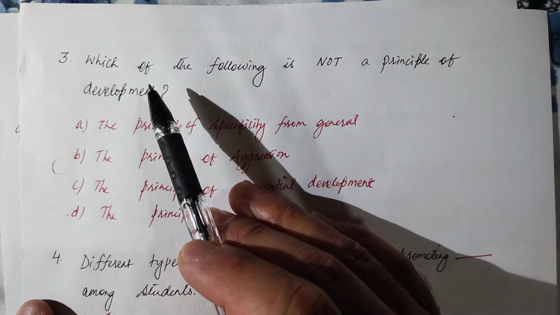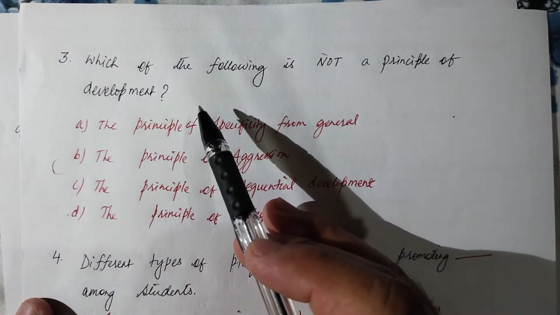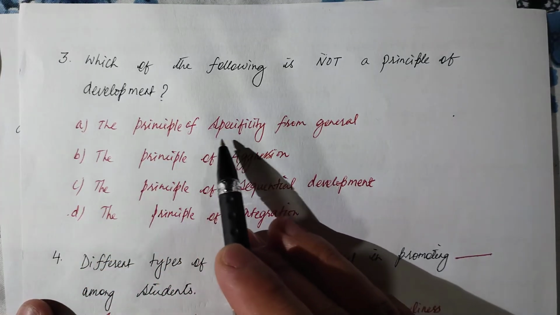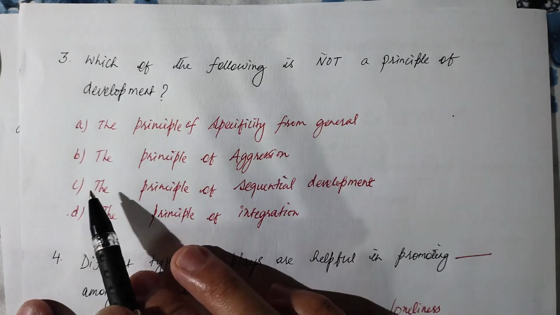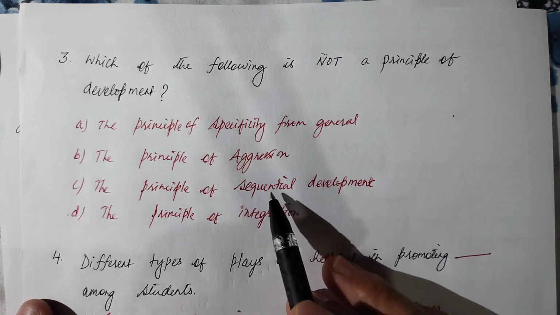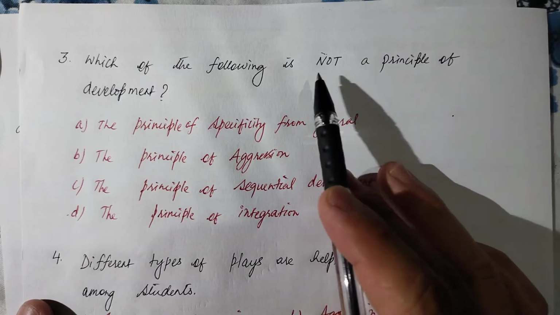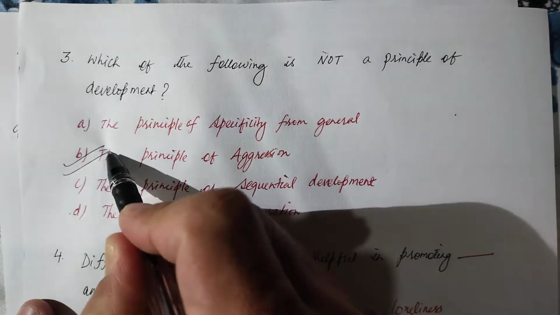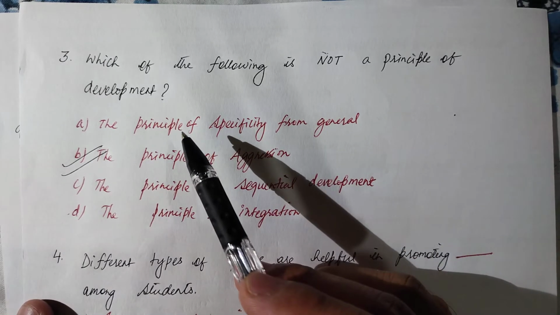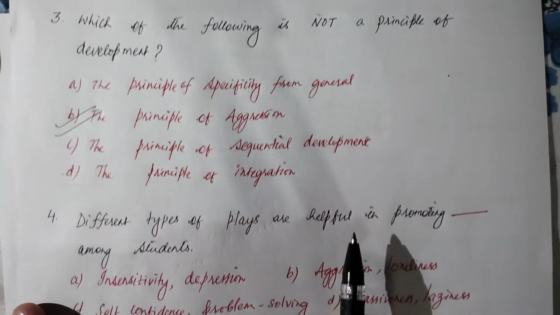Question 3. Which of the following is not, kani day not, a principle of development? Ka A kadai the principle of specificity from general, B the principle of aggression, C the principle of sequential development, D the principle of integration. Hang ni not a principle kadai kani ka option B the principle of aggression. Barok kini lightly kidai ki principle jong ka development like no kani ka principle of aggression.